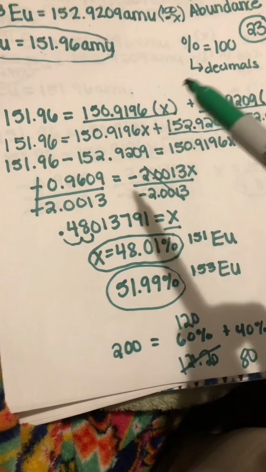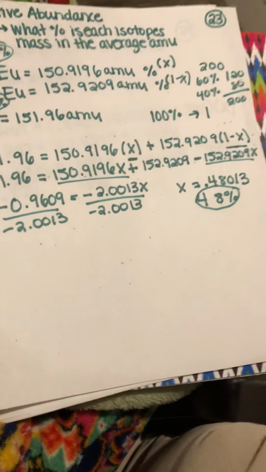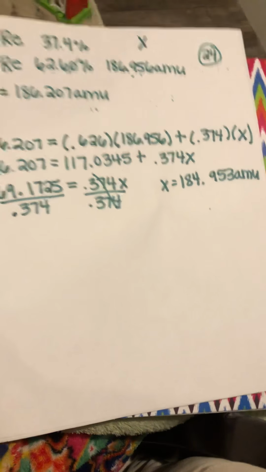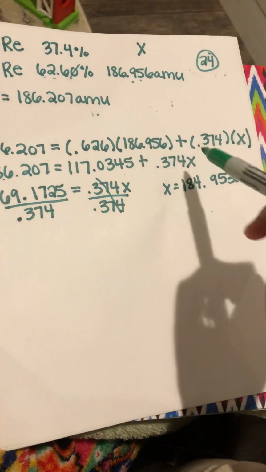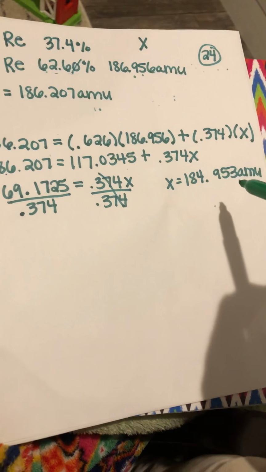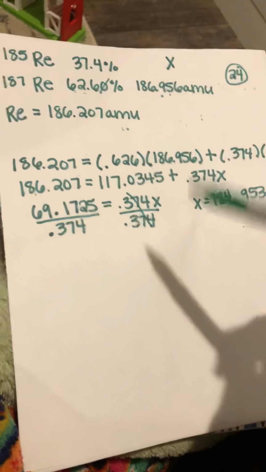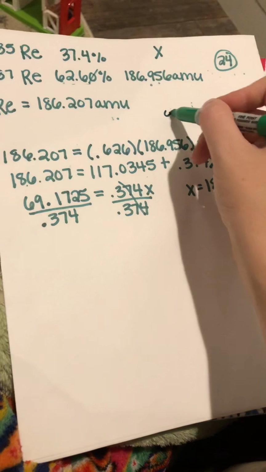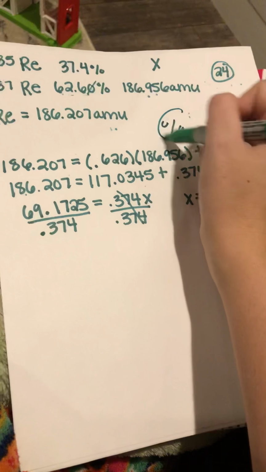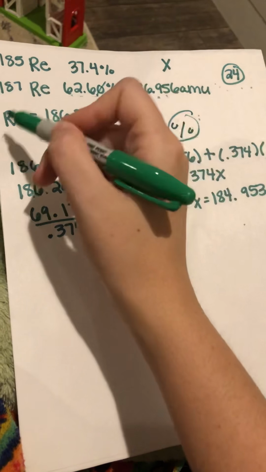So those two percentages, if I plugged them in here and here, would come out to that total, just like on this problem. Right here, the one we just did, number 24, 62.6% of this number and 37.4% of this number, which is 184.953, equals that total right there. So both of these questions are about relative abundance, but this one's kind of working backwards for a missing piece. So relative abundance is just what is the percent that makes up each isotope to get your average atomic mass that's on the periodic table.